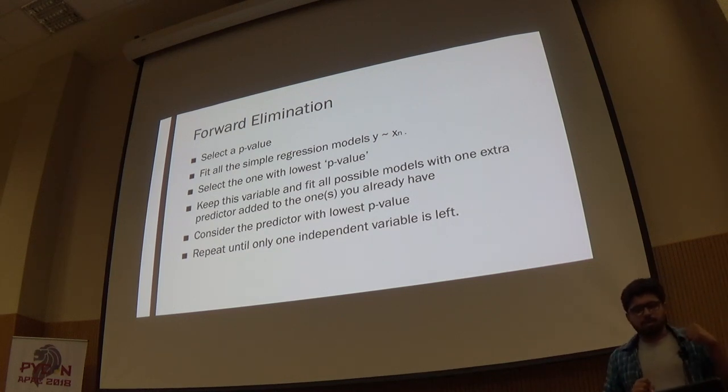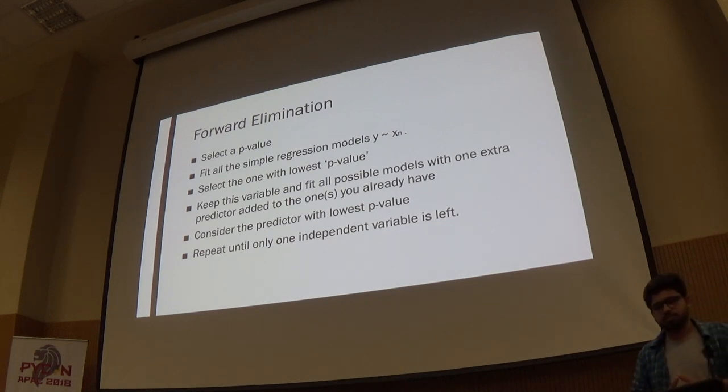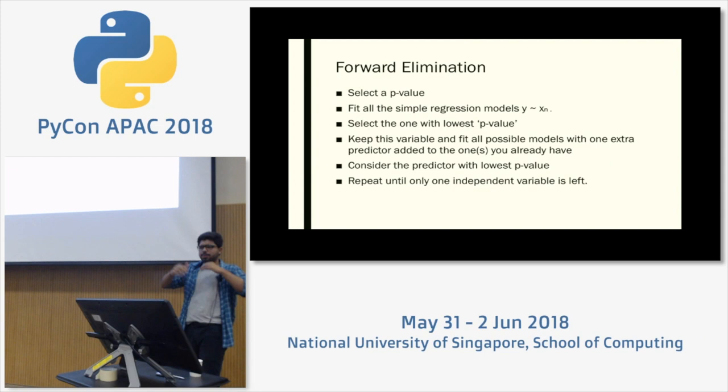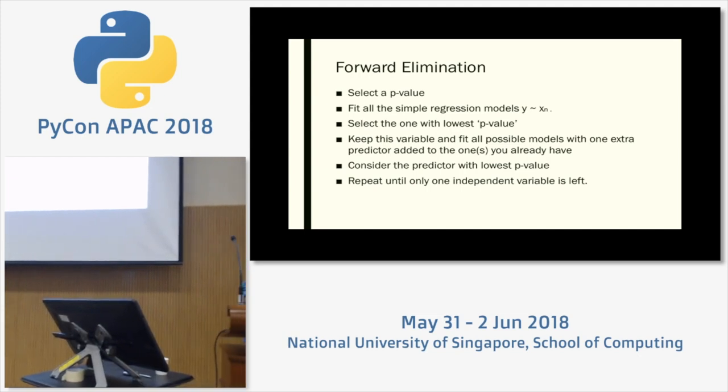We'll keep that variable and fit all possible models with one extra predictor and add the ones you already have. Then we'll again consider the variable with the lowest p-value. And we'll repeat this process. We'll keep on doing this process until that one variable is left that we are concerned about. So this is what was forward elimination.